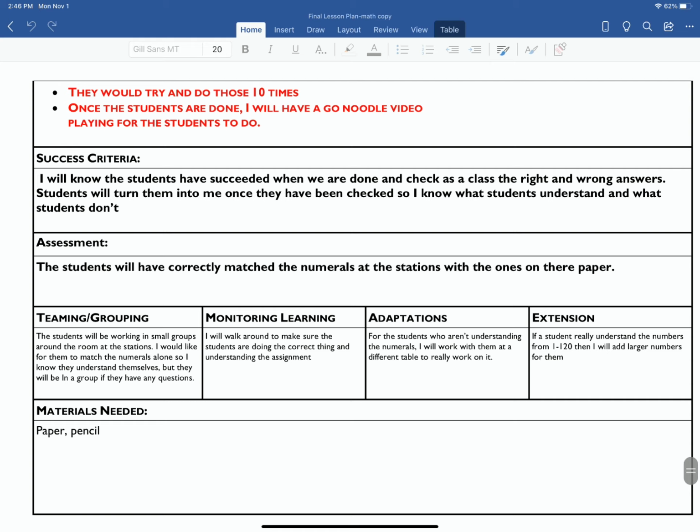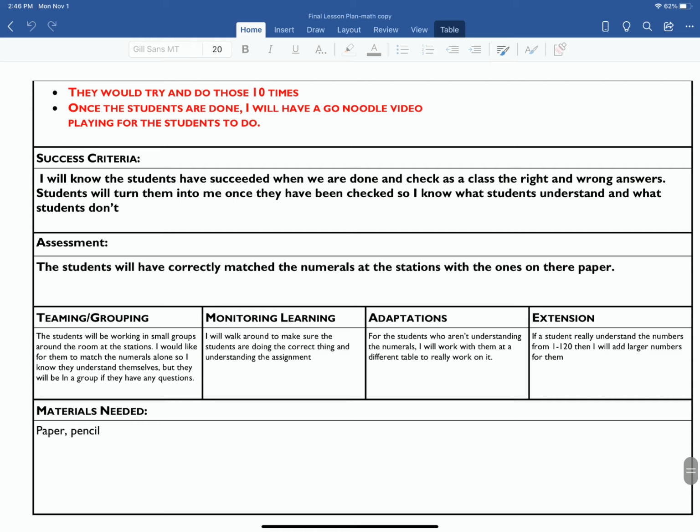Assessment: the students will have correctly matched the numerals at the stations with the ones on their paper. Assessment wise, like I said before, they are turning these in to me, so I will know what students are doing really well and what students are going to need more help. Obviously I can have an assessment for them at the end of this whole lesson and just have a bunch of numerals on a piece of paper, and then they can write down what is what. But I think this is a more fun way for them to really demonstrate their understanding of the numerals to me, as well as getting that exercise in too.